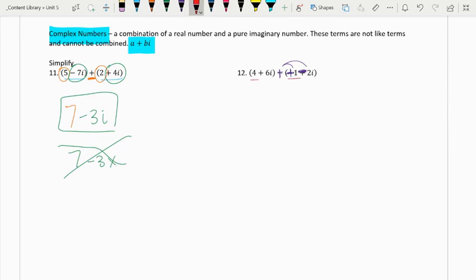So I'll combine the real numbers. 4 plus a positive 1 is 5. And then positive 6i minus 2i gives me a positive 4i. And again, I can't combine those.